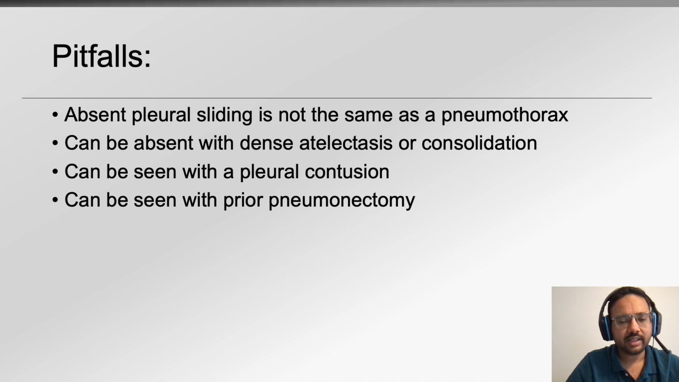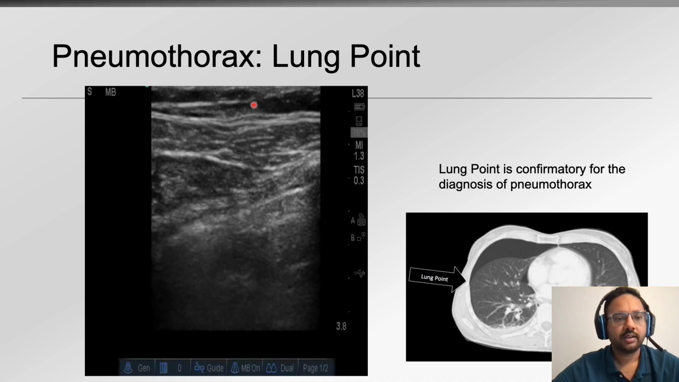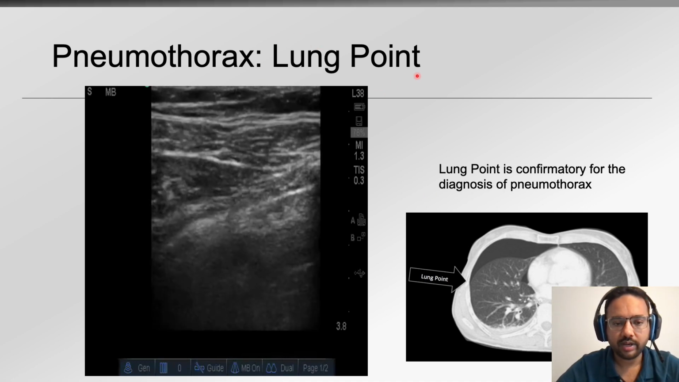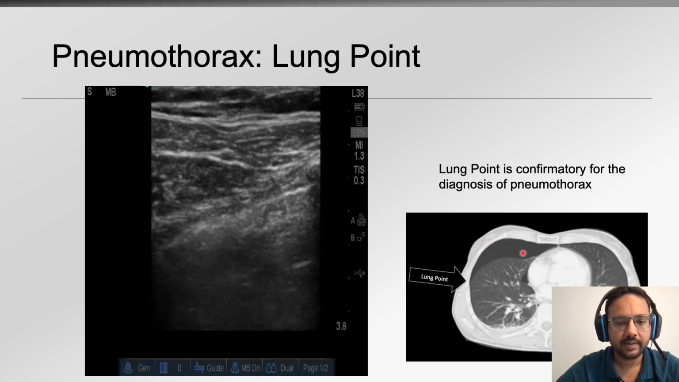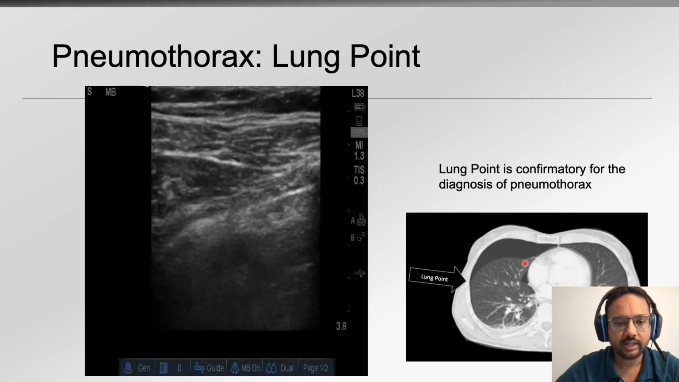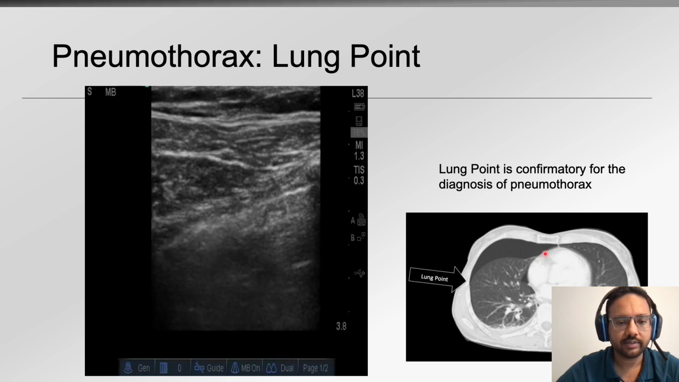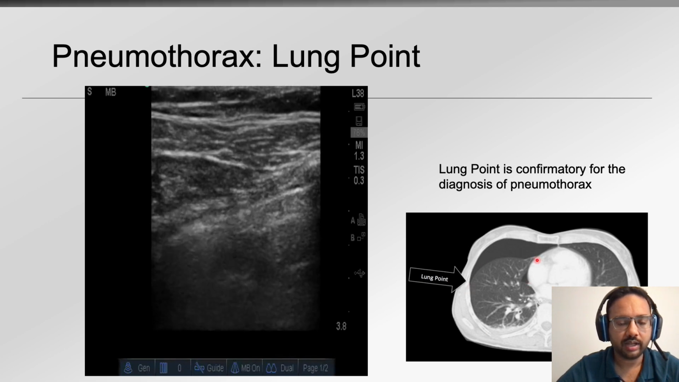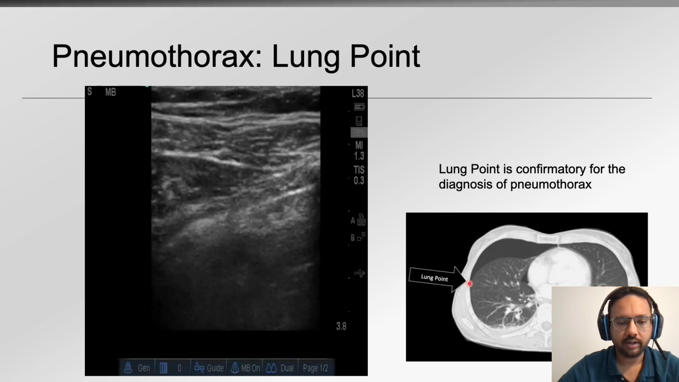So is there anything that's more confirmatory than pleural sliding? There is. This is known as the lung point. What is lung point? Conceptually, if you pay attention to the CT scan image here, you see this area in the anterior part of the chest where there is some air collected. In the back is the lung that is probably a little collapsed. And look at where the arrow is pointing to.